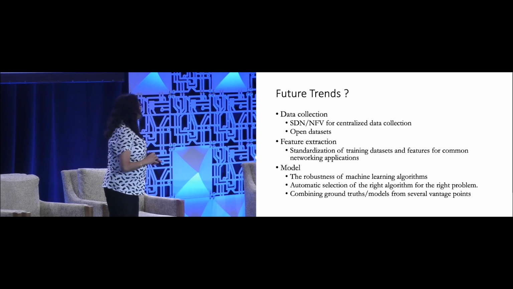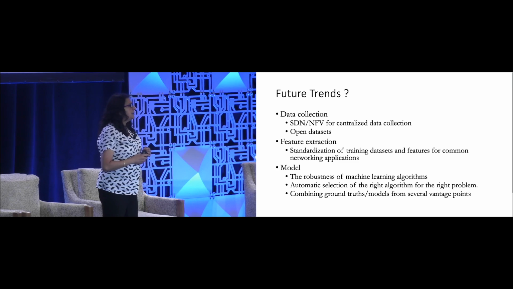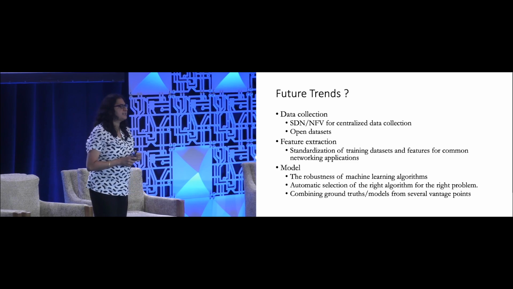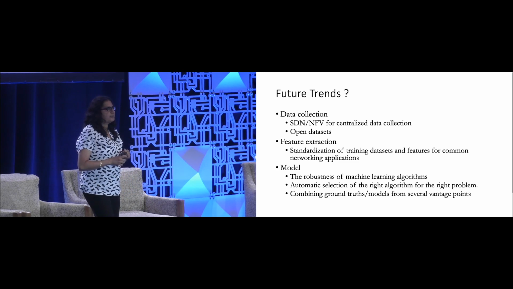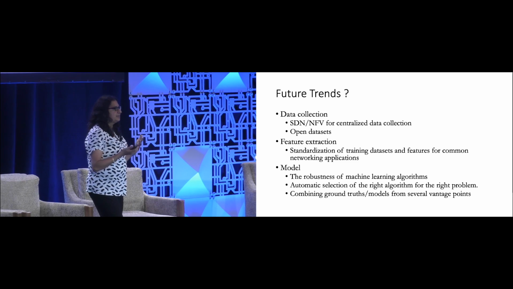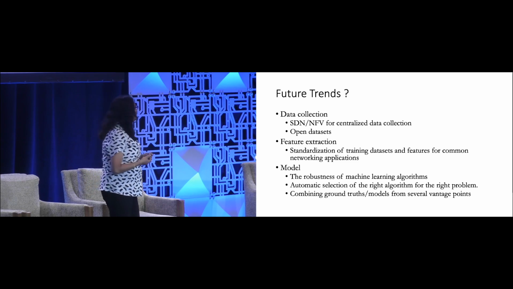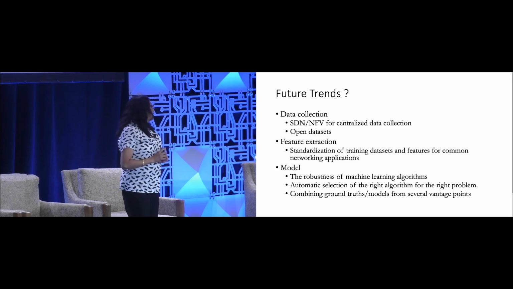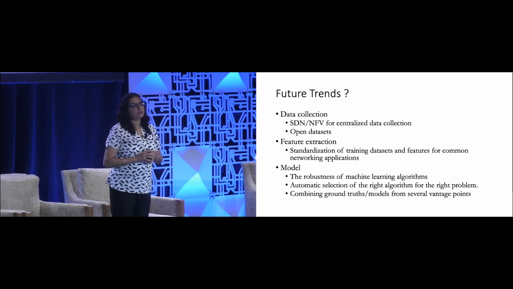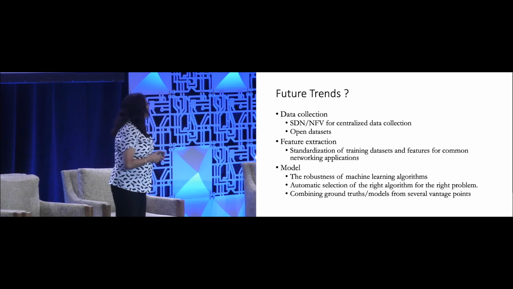There's automatic selection of the right algorithm. I know there are AutoML frameworks that Google has and some other things, but again, they all work for maybe more simplified data sets, not the complex data sets we have in networking. Again, combining ground truths and models from different vantage points is about taking different networks, standardizing them, and seeing what it means across multiple networks.